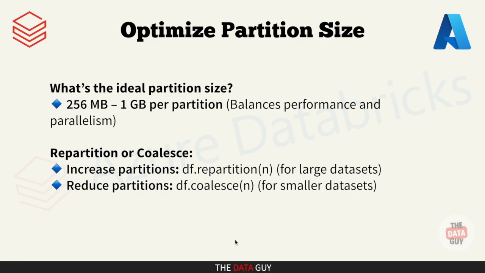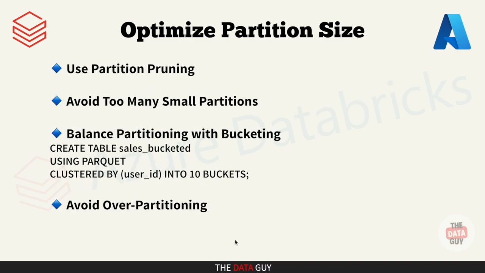Or repartition or coalesce, which should you use? If the partition is too small, you can use coalesce to merge partitions. If the partition is too large, you can use repartition to increase partitions for parallelism. Another way to optimize the partition size is to use partition pruning. Partition pruning allows Spark to scan only relevant partitions instead of loading the entire dataset.